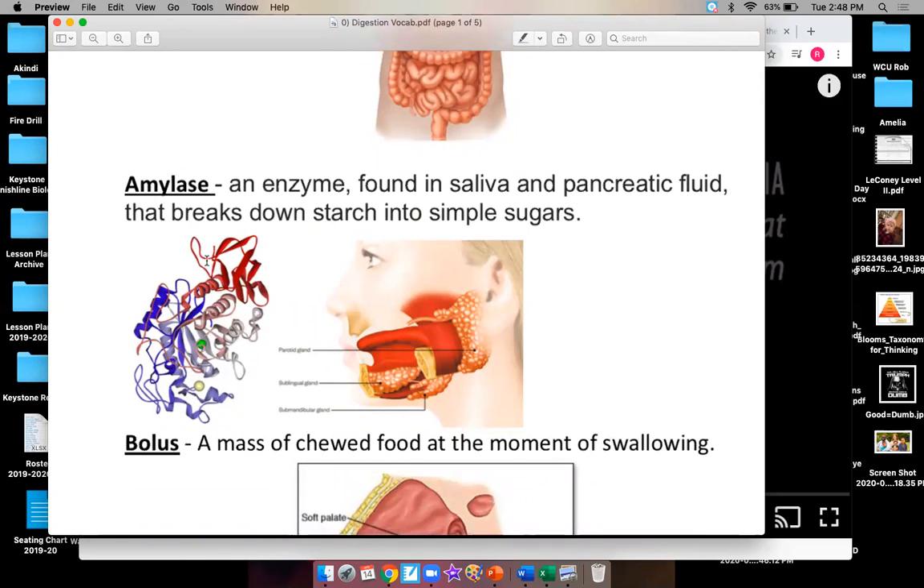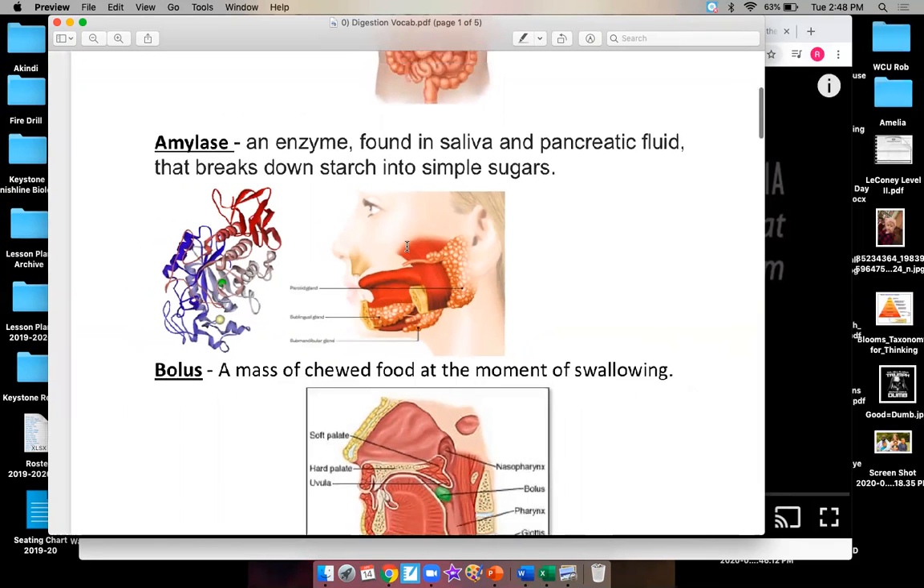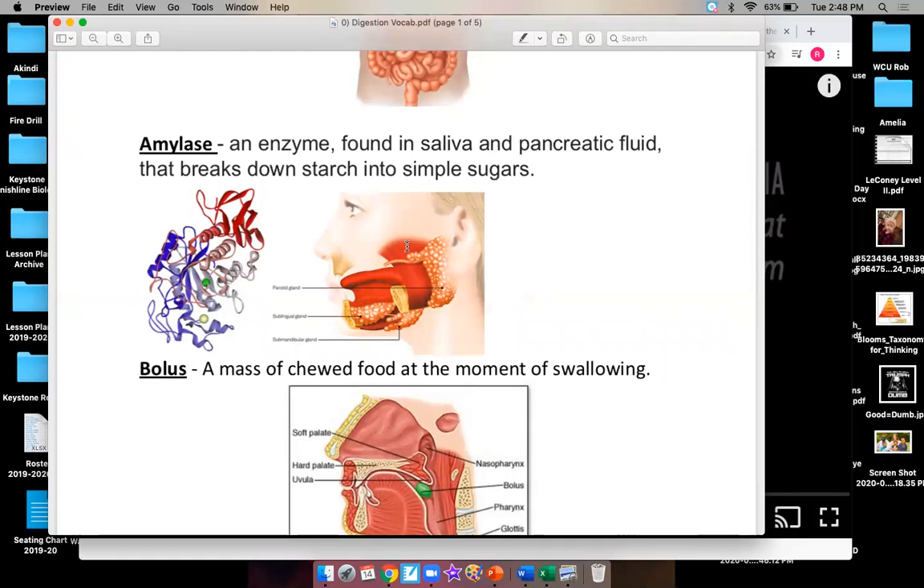This is a computer model of what it would look like if we could actually see it zoomed in. It's found in your saliva and that pancreatic fluid. It's going to break down starches into simple sugars. Right? Mostly we're going to know about it in your saliva. In this picture here, these are your salivary glands on the back of your mouth and the side of your mouth and underneath your tongue, producing your saliva so that your food is easy to swallow. But it also contains this digestive enzyme. So you start breaking down your food before you even swallow your food. I mean, chemically, this is chemistry. I don't mean the chewing.